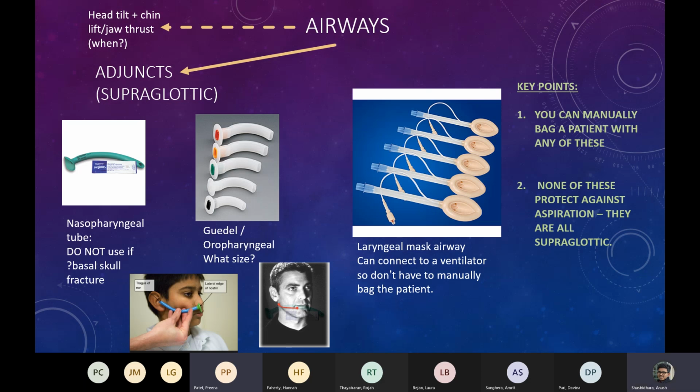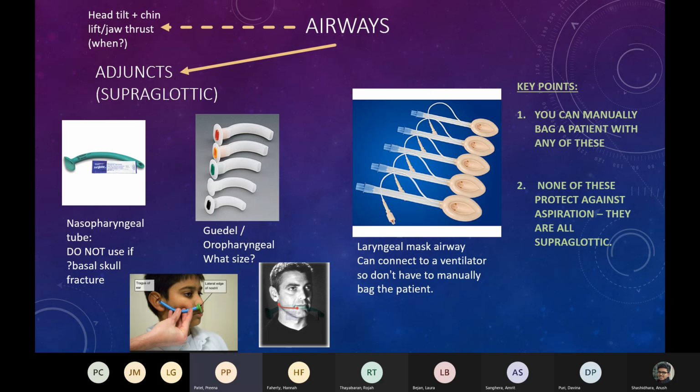What are the two signs for a basal skull fracture? I'll find some images. This is a bit more ENT than it is anesthetics. Raccoon eyes. I think it's more panda eyes, actually, yeah, and ear bleeding, exactly. So if you look inside their ears and they've got blood behind the eardrum or blood coming out, or really bruised eyes, Anusha's going to send some photos. That's a sign of a basal skull fracture, so don't put these in these patients.